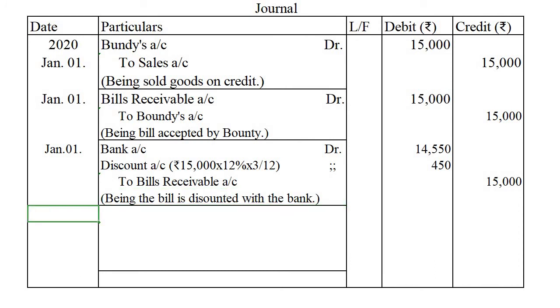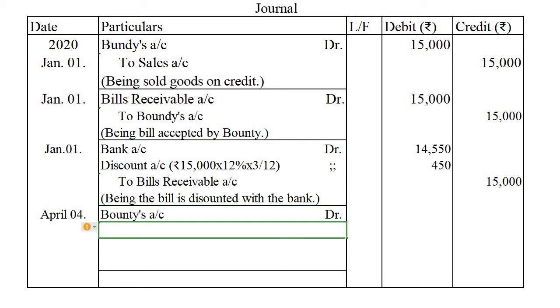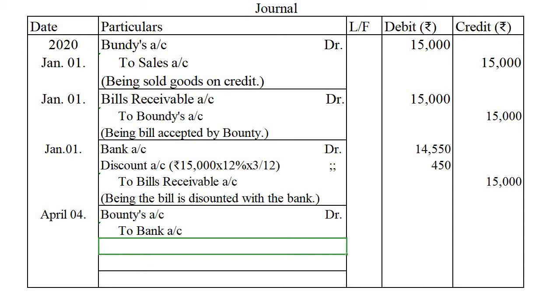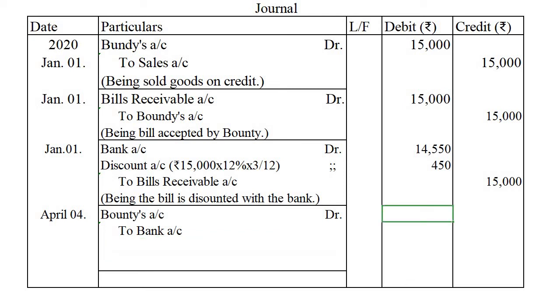Okay, this bill is dishonored on April 4th. So the journal entry will be Bundy's account debit, because Bundy has to pay the money, isn't it, including the noting charges. So to bank. Bundy has to pay money to whom? To the bank, isn't it? So at dishonouring time, Bundy has to pay the money. So that will be 15,050 in both columns. That means including what? Noting charges.